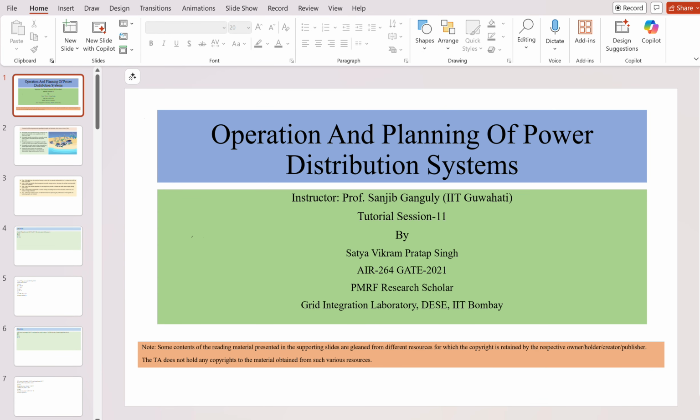Okay. So, welcome to the 11th tutorial session of Operation Planning of Power Distribution System. I am Satya, a PMRF Research Scholar at the Department of Energy Science and Engineering, IIT Bombay. In this session, we will see a few problems related to microgrid, a few solar-based basic numericals, and also a few wind-based problems. So, without wasting time, let's move further.